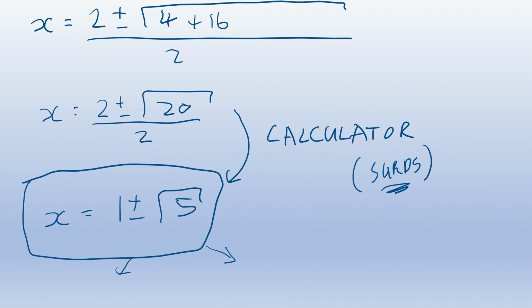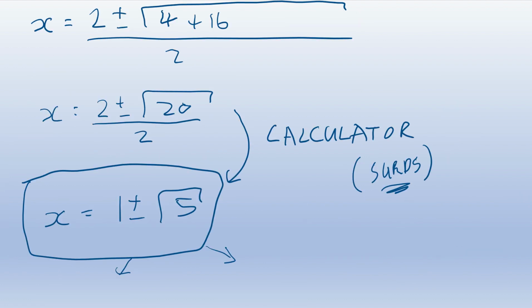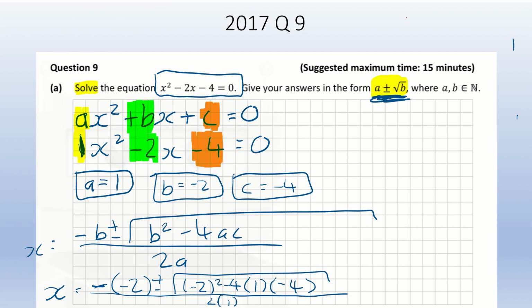So in much the same way that up here, I had x equal to minus 7 or x is equal to minus 2, for this question here, I have x is equal to 1 plus root 5 or x equals 1 minus root 5. So I actually have two answers. Now for your question, it actually didn't ask for that. Stopping here was absolutely fine. They actually wanted you to do that because they wanted you to leave your answer as a plus or minus root b.